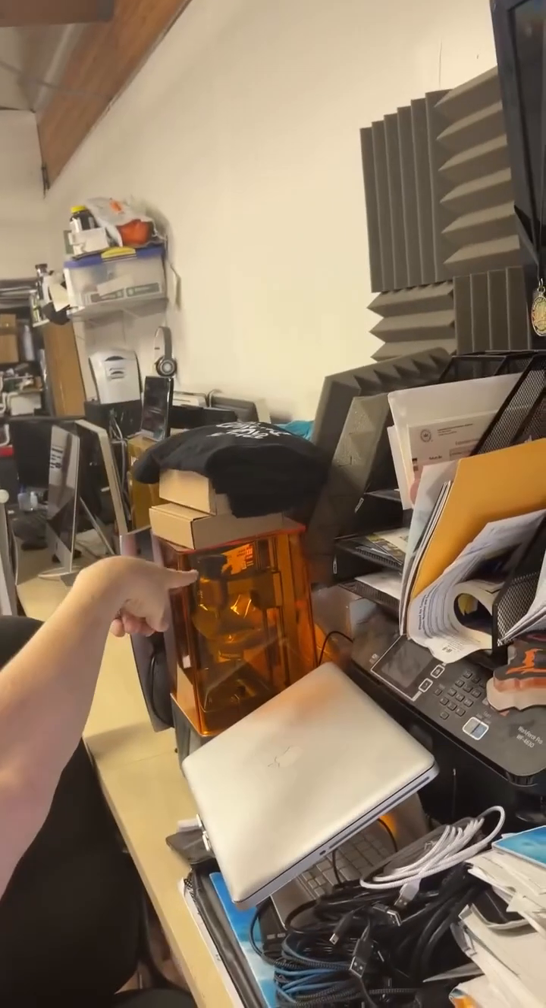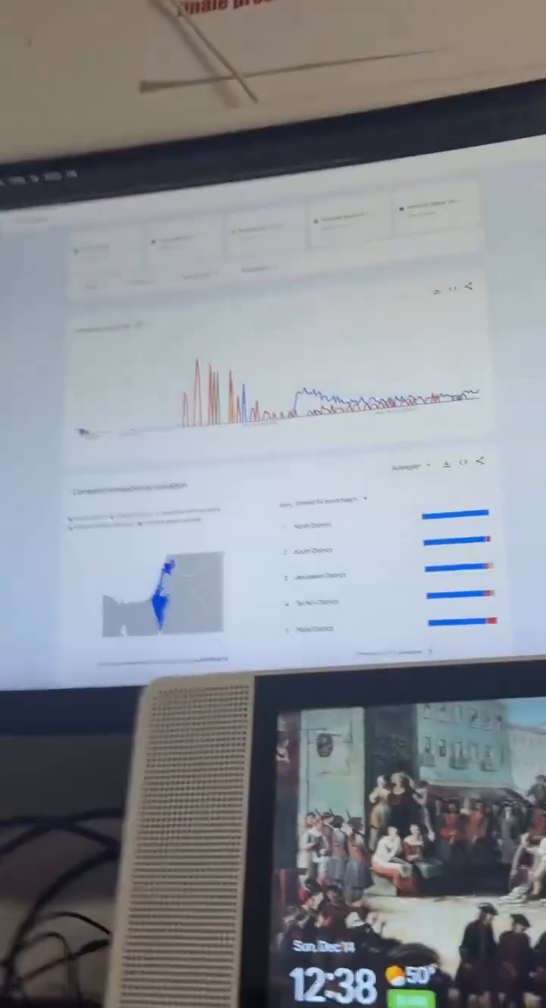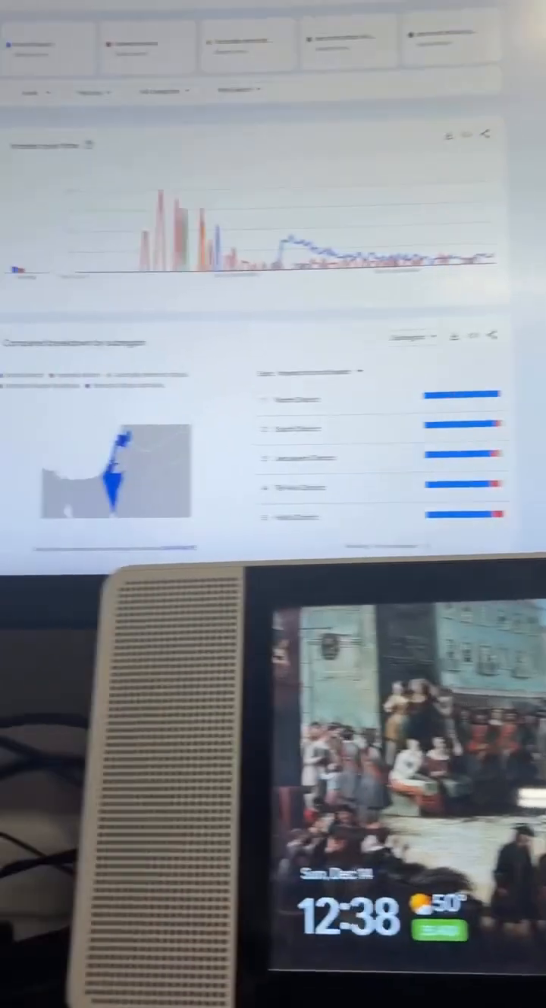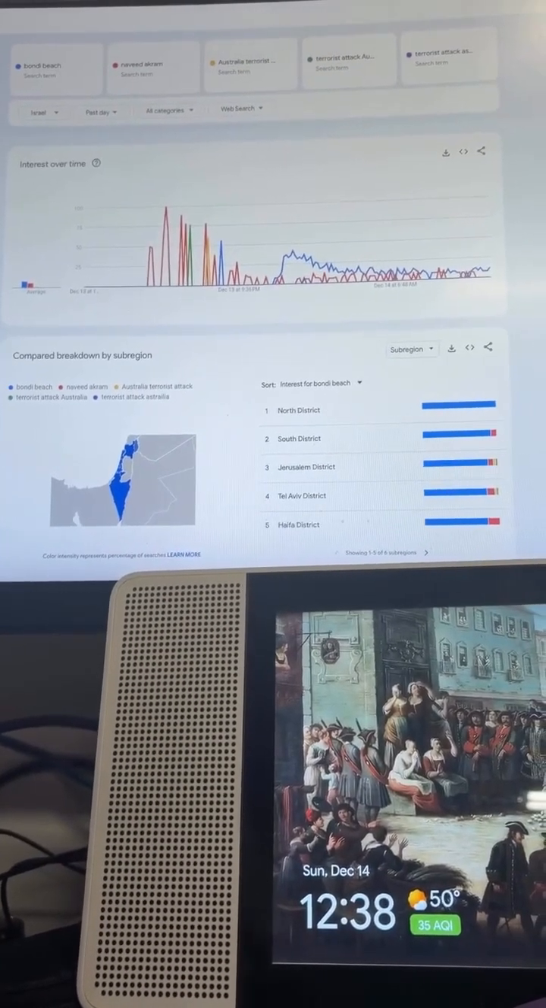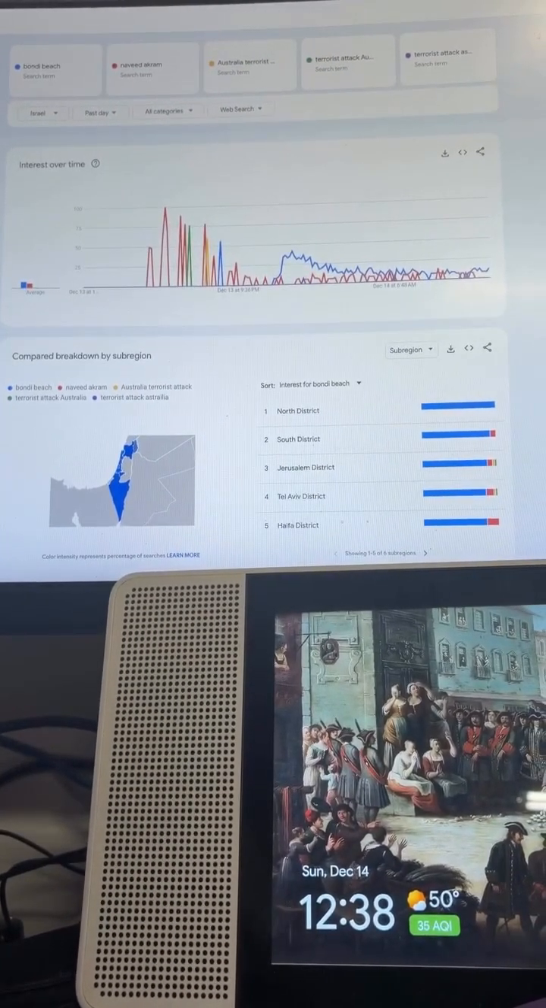Hi, I'm a computer guy, just so you know. Okay, let me just show you this. This is how you predict terrorist attacks in your house, neighborhood, town, whatever you want.